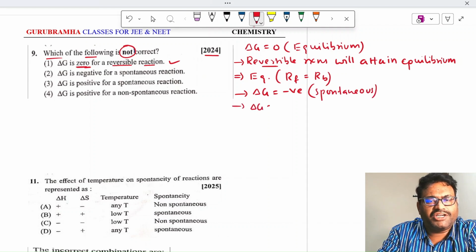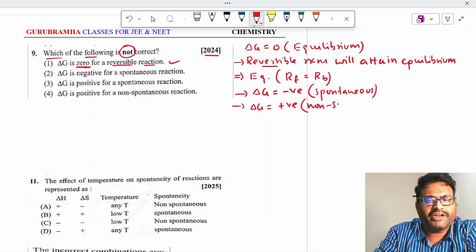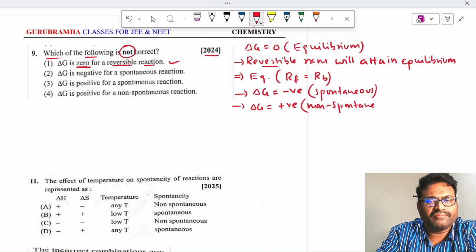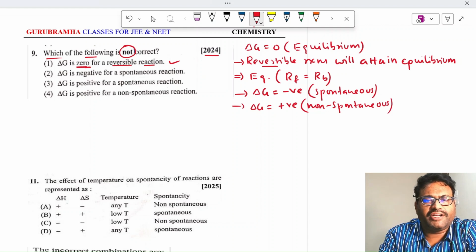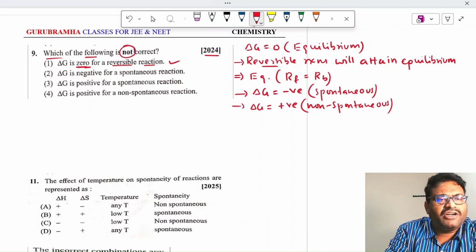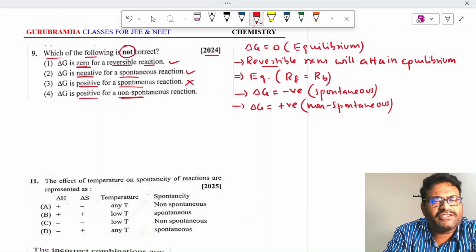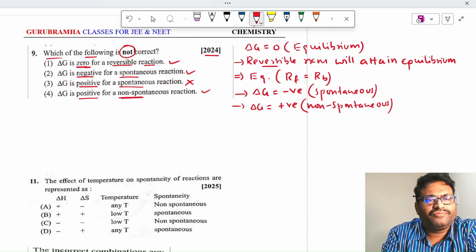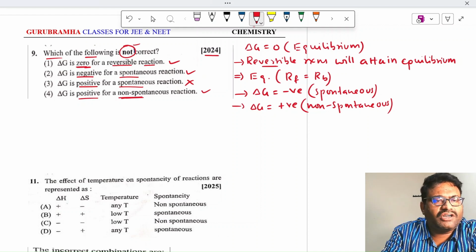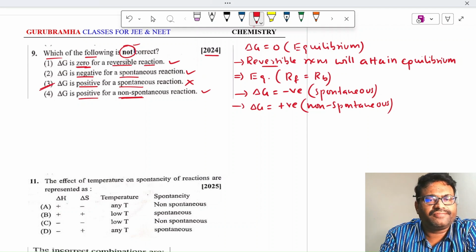And delta G is positive for whom? Non-spontaneous reaction. So here it is given delta G is negative for spontaneous. Yes, correct. Delta G is positive for spontaneous. Wrong. Delta G is positive for non-spontaneous. Yes, it is correct. So asked is not correct. Which is not correct? Third option is not correct. Understood? Okay.